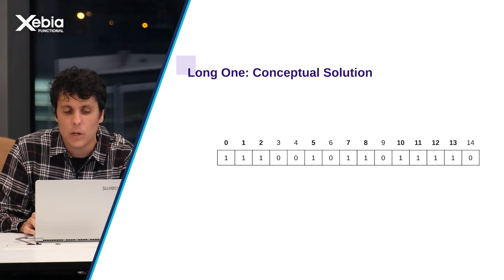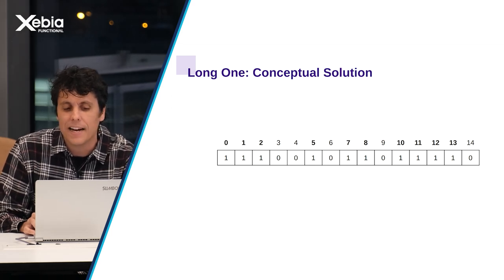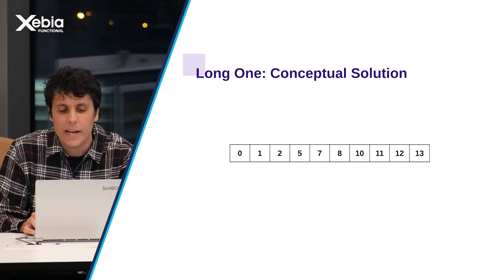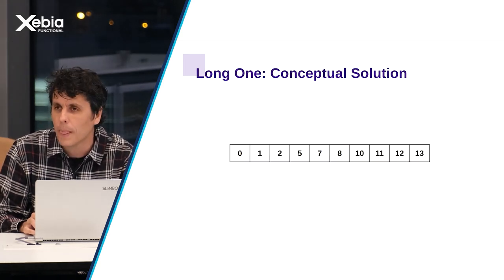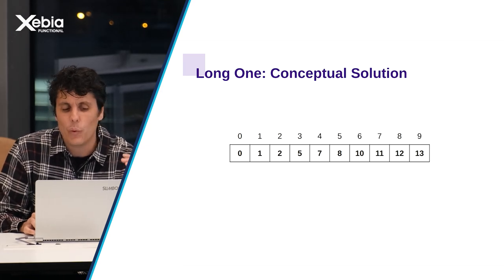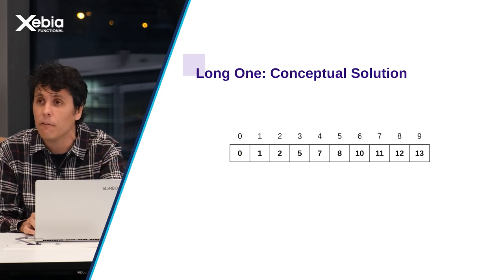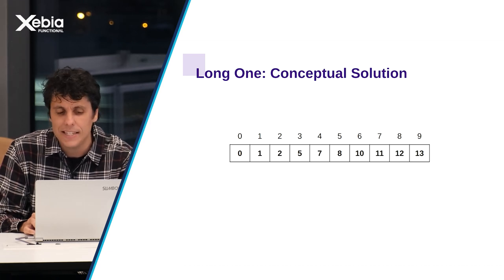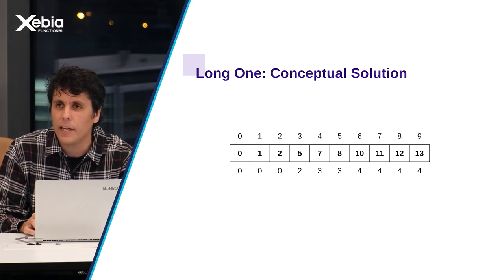Okay, so this means we get the 0, 1, 2, we discard the 3 and the 4, but we get the 5, we get the 7, 8, etc. So we end up with this vector. Okay? So now the trick is that if we reindex this again, if we place a 0, 1, 2, 3, 4, 5, 6, 7 for each of these elements, and we subtract the positions from below with the indexes, we get an identifier which is unique for each of the groups.